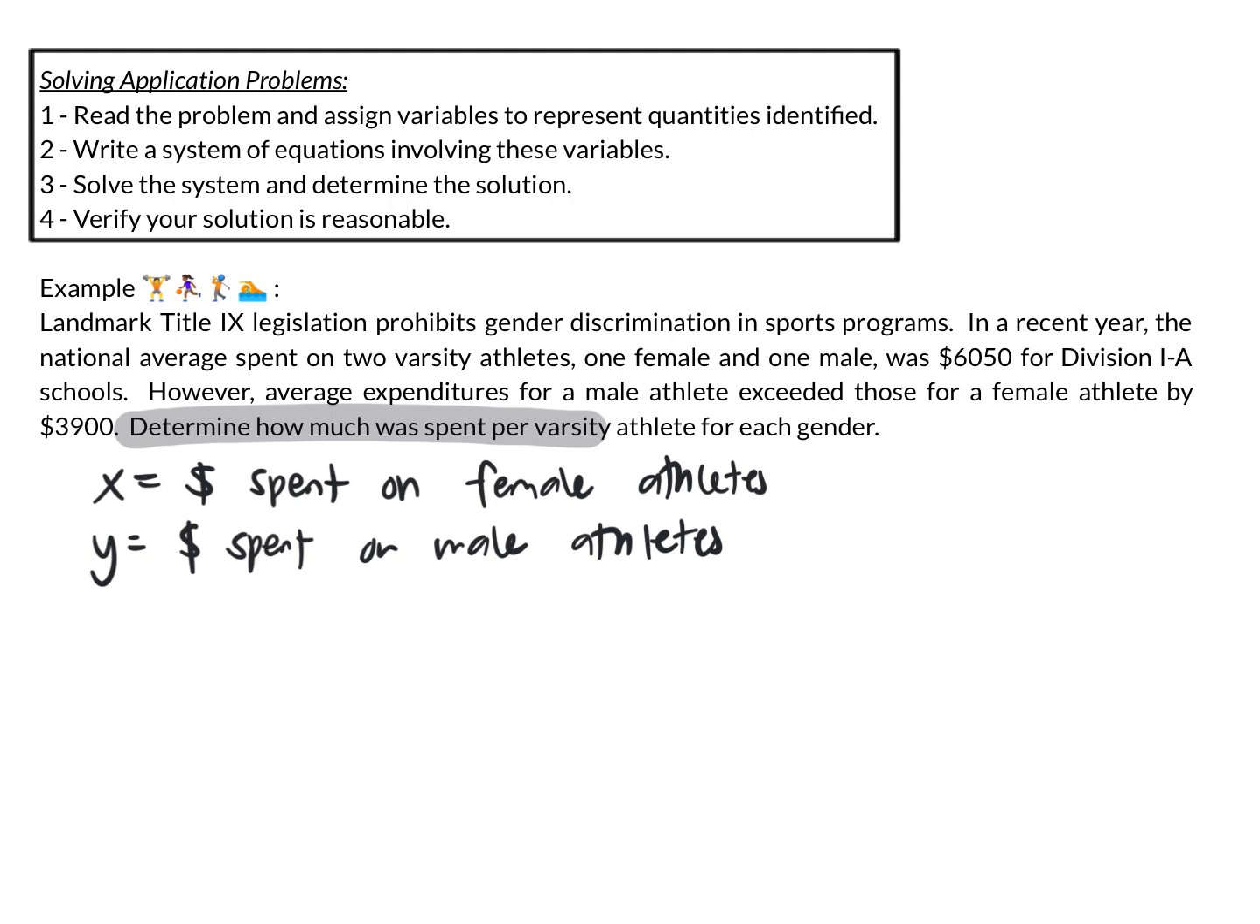Okay, so I need at least 2 equations here. If I go back and look, it says average spent on 2 varsity athletes is $6,050. So what is average? How do I find the average of things? Add them together, divide by however many there are, right? So I'm going to take both male and female and add them together, but divide by 2, and that's going to equal our $6,050.